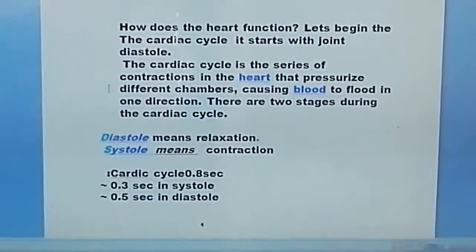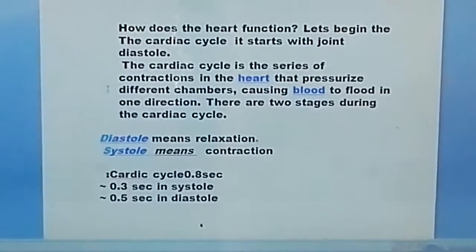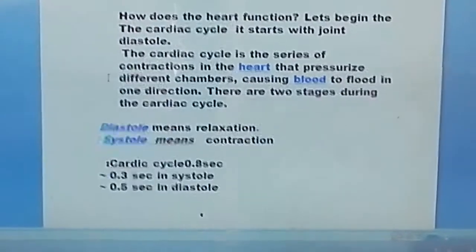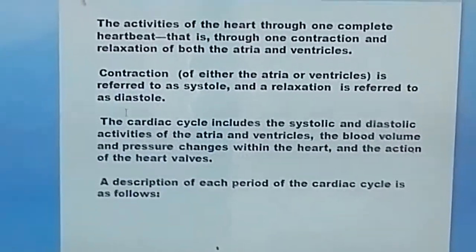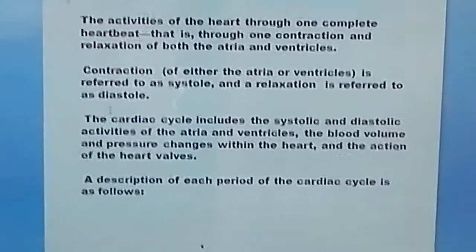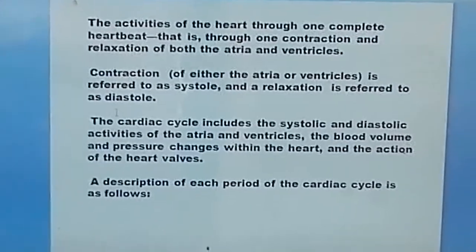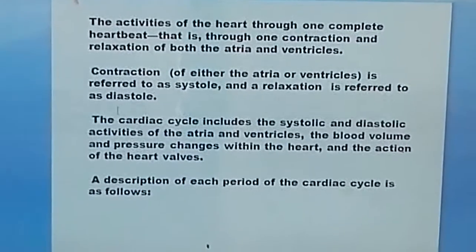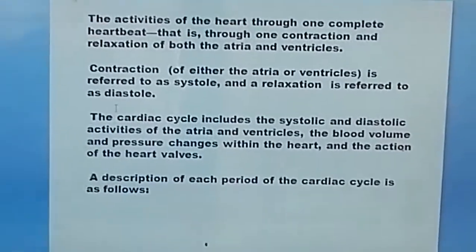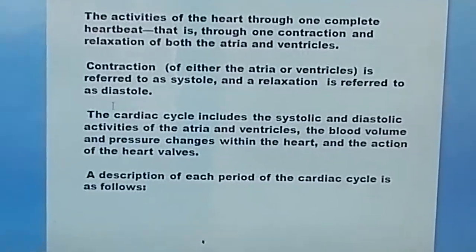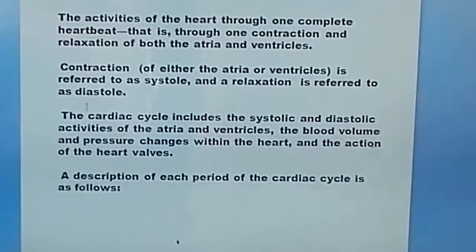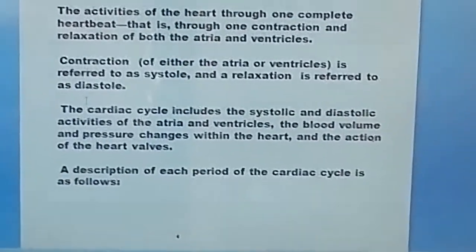The cardiac cycle is a series of contractions in the heart, where pressure changes in different chambers cause blood to flow in one direction. The activities of the heart through one complete heartbeat include the contraction and relaxation of both the atria and the ventricles. So the cardiac cycle includes the systolic and diastolic activities of the atria and the ventricles, the blood volume and pressure changes within the heart, and the action of the heart valves.